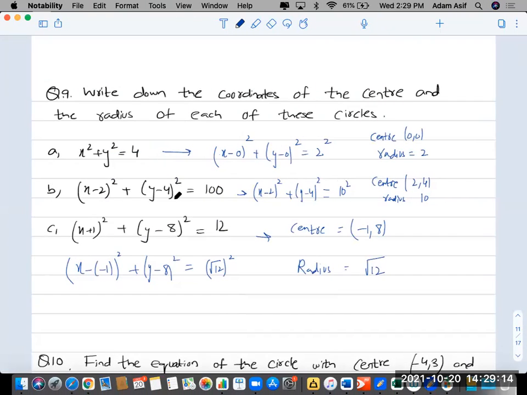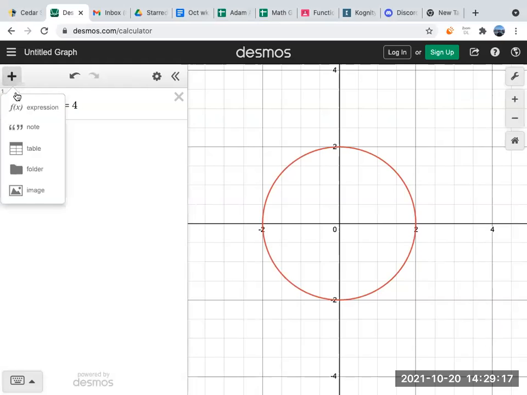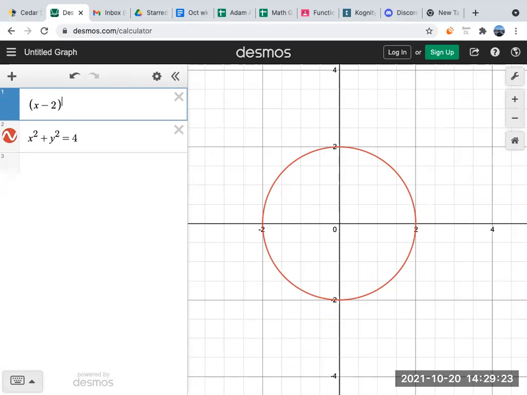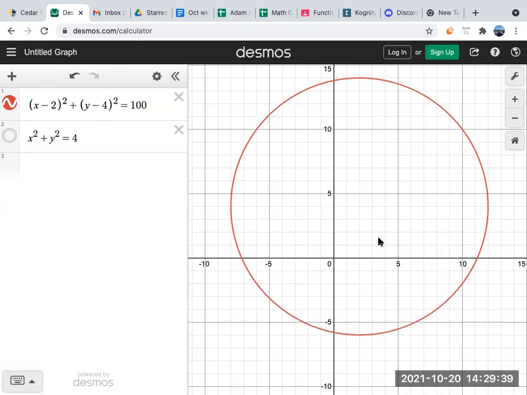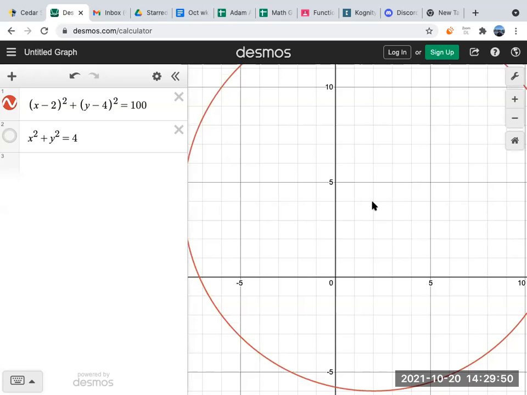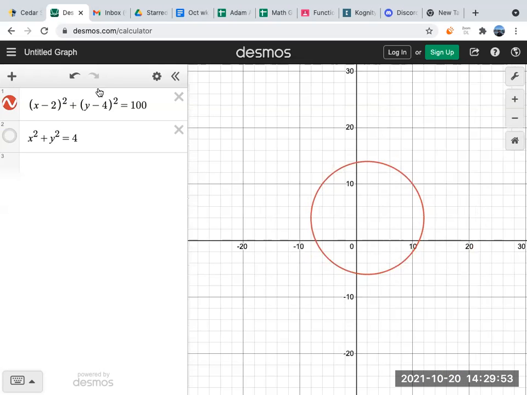X minus 2 the whole thing square, y minus 4 the whole thing square equals to 100. The graph कैसा होगा? X minus 2 the whole thing square plus y minus 4 the whole thing square equals to 100. So now what's the center of the circle? The center of the circle is 2, 4. So 2, 4, that's the center. Okay. And the radius is 10.